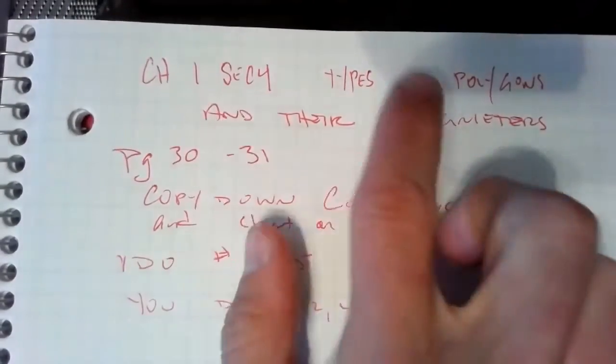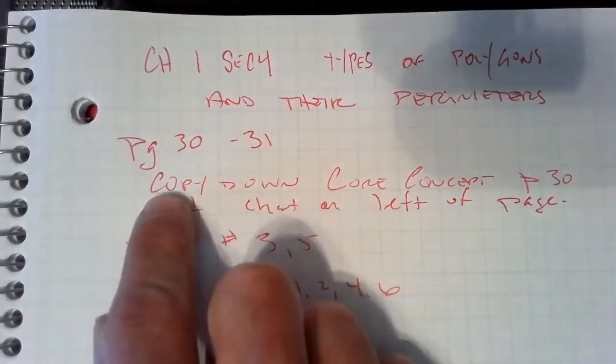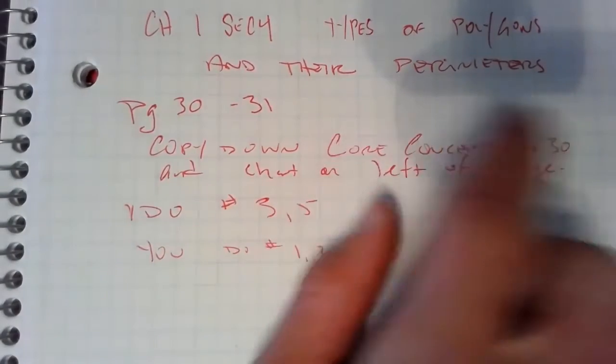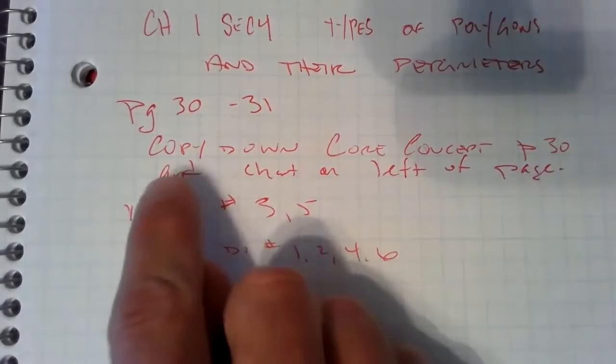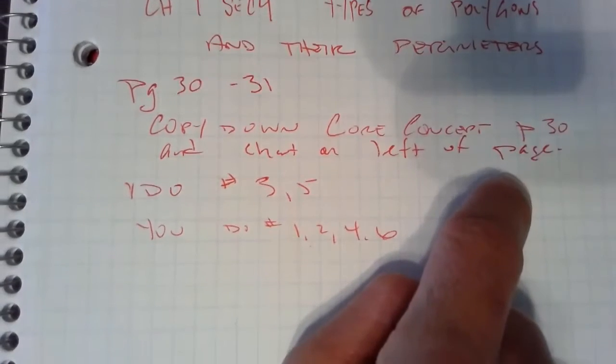We need to be turning to page 30 and 31 in our textbook. This is chapter 1, section 4. We're going to talk about the types of polygons and their perimeters. You, right now, need to copy down the core concept at the top of page 30 and the chart on the left of the page. So you probably want to pause now to make sure you do that.